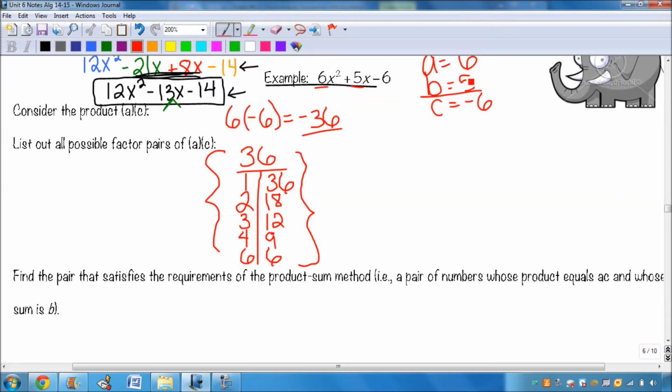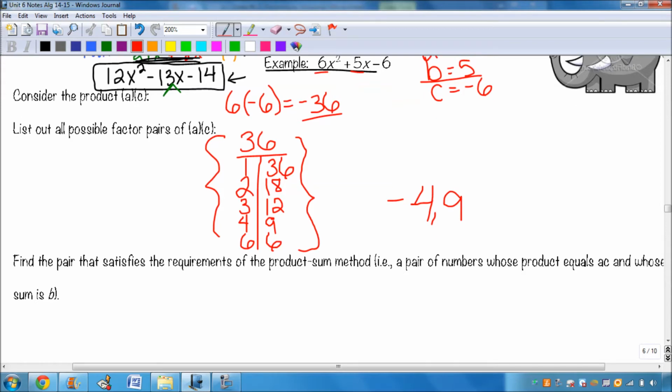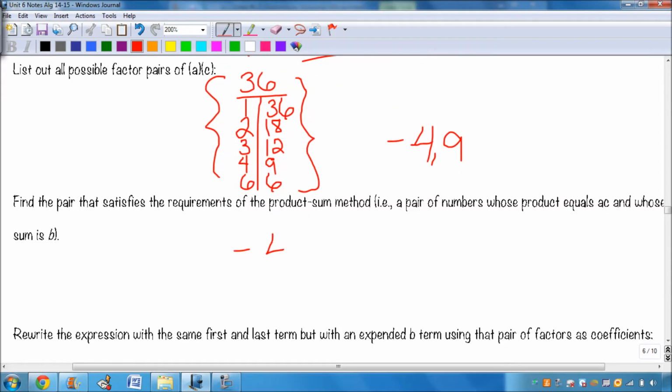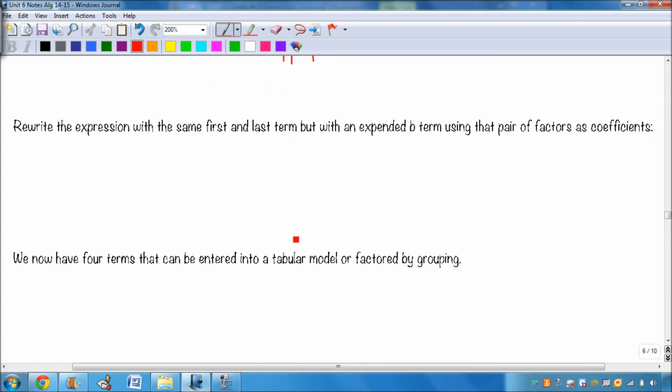So 1 and 36, it's impossible. 2 and 18, there's no way. 3 and 12, there's no way. 4 and 9, there is a way if the 4 was a -4. So if I had a -4 and a +9, it works for me because -4 times 9 is -36, and -4 plus 9 is +5. So that's what I'm going to use, -4 and 9.